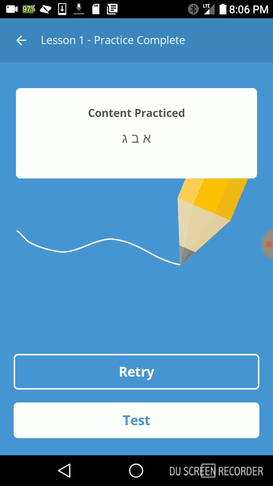Tet. This is found in the word tov, which means good. It's found in the expression mazal tov, which means congratulations. This is the T in tov. Like the three expressions in Hebrew: boker tov, good morning. Erev tov, good evening.